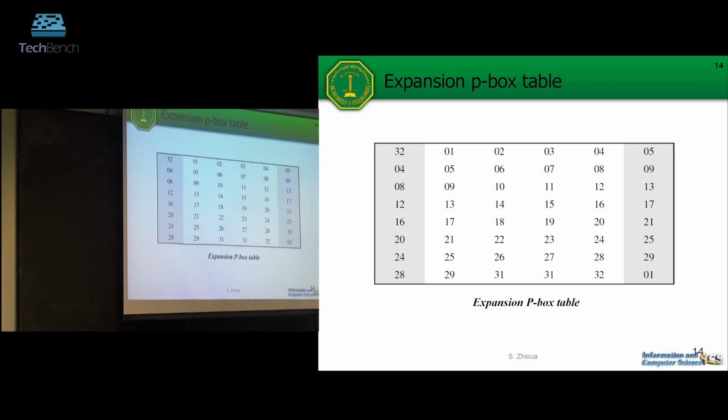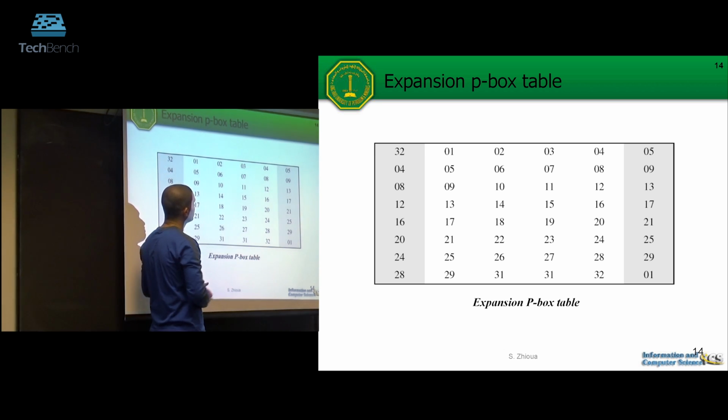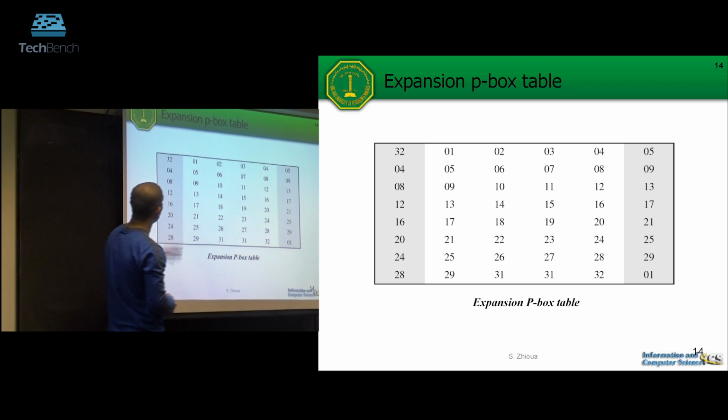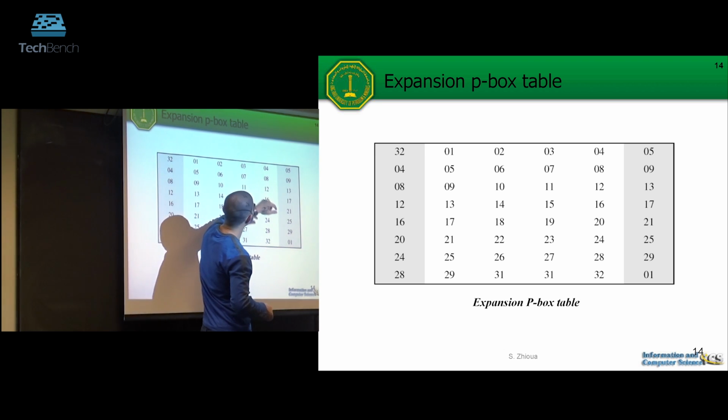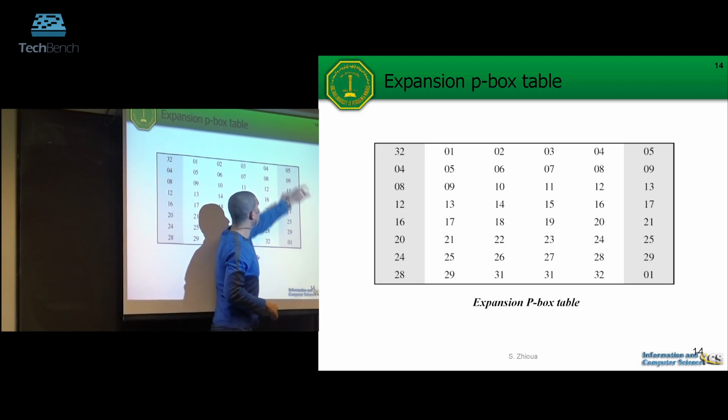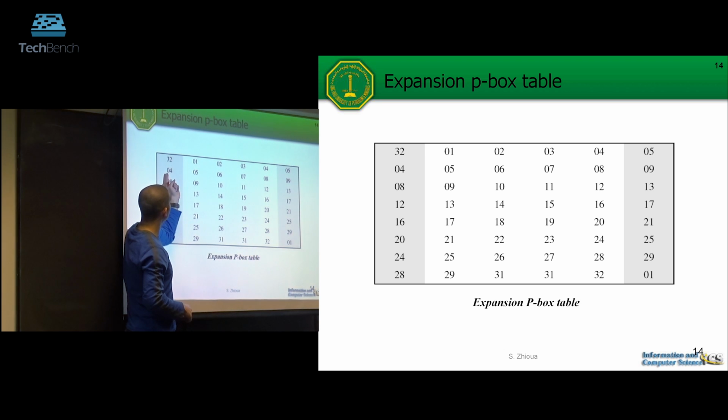So this is the expansion box represented as a matrix. Okay. So 1, 2, 3, 4. Then here, this is bit 5, and here you're going to have bit 4. Okay. And 5, 6, 7, etc.